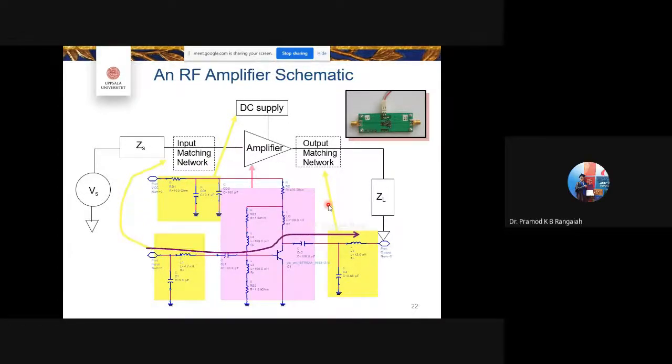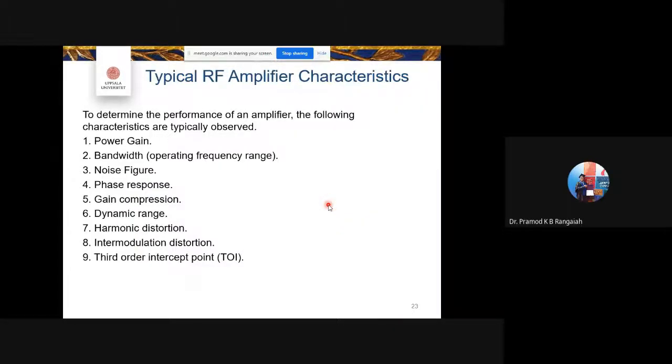Now we have to think about what kind of measurements we have to do. Typically we have various measurements associated with the amplifier. Say I am dealing with a low noise amplifier. Then I need not consider gain compression point, dynamic range, harmonic distortion, or intermodulation distortion. These are not useful when I'm dealing with an LNA. When I'm dealing with a power amplifier, I should consider all those steps. So when we start designing a small signal amplifier, points 1 to 4 are sufficient.